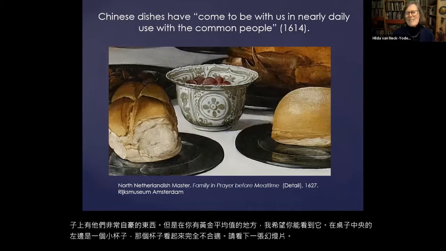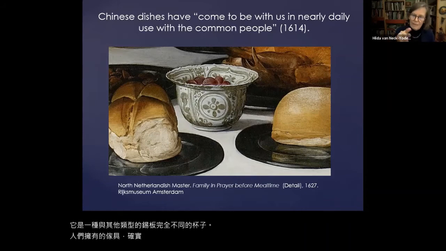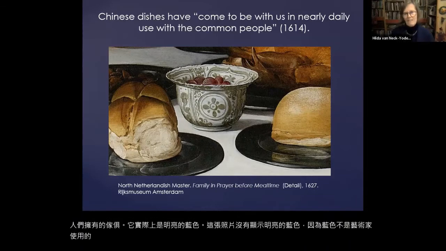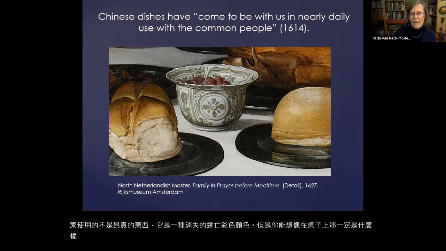It is a cup that is completely different from the tin plates, from the other kinds of furniture that people have. It is actually bright blue. The picture doesn't show it as bright blue because the paint that the artist used was not the expensive paint, and it is a fugitive color, a color that disappears. But can you imagine what that must have looked like at the table? Bright red cherries or strawberries or whatever in this unique cup.